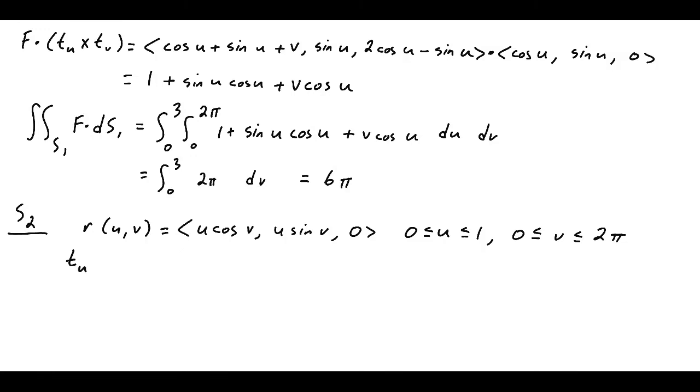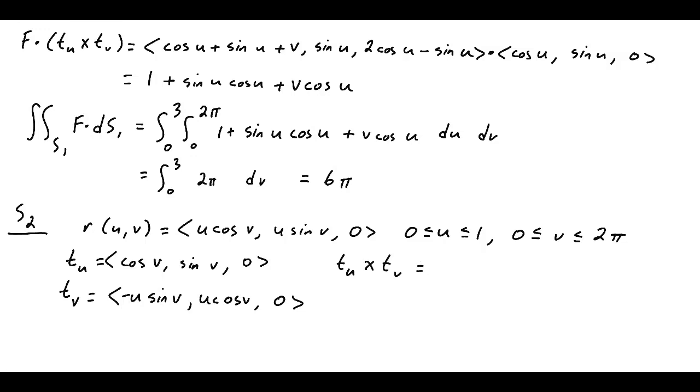All right, so this means t_u would be equal to ⟨cos v, sin v, 0⟩. t_v is ⟨-u sin v, u cos v, 0⟩. And t_u crossed with t_v will be the vector ⟨0, 0, u⟩.